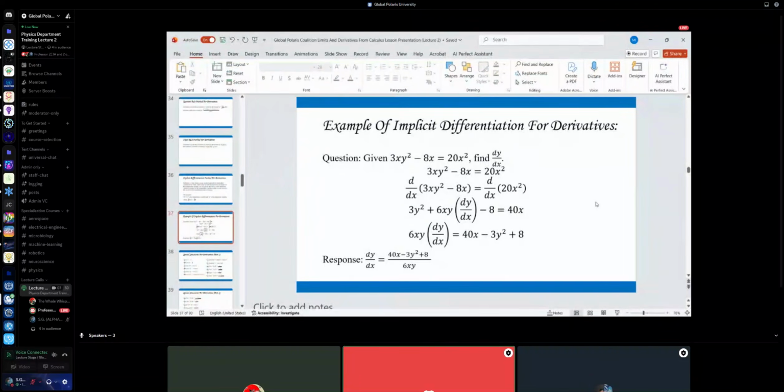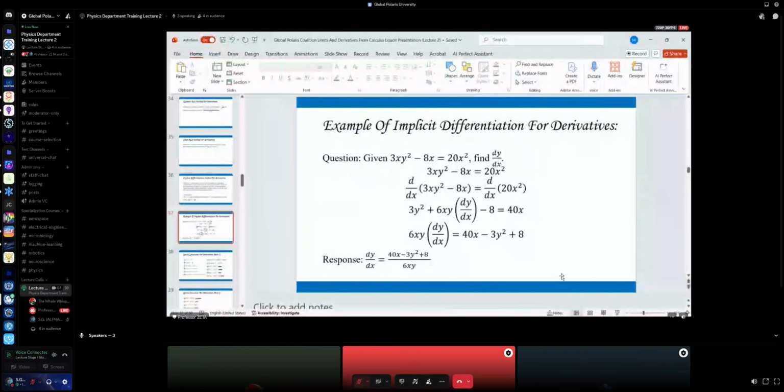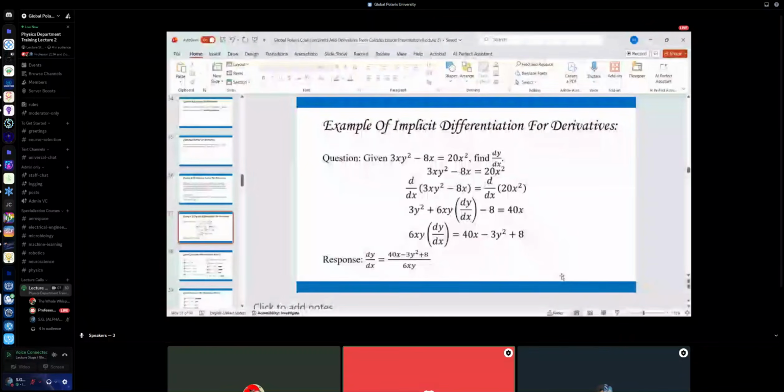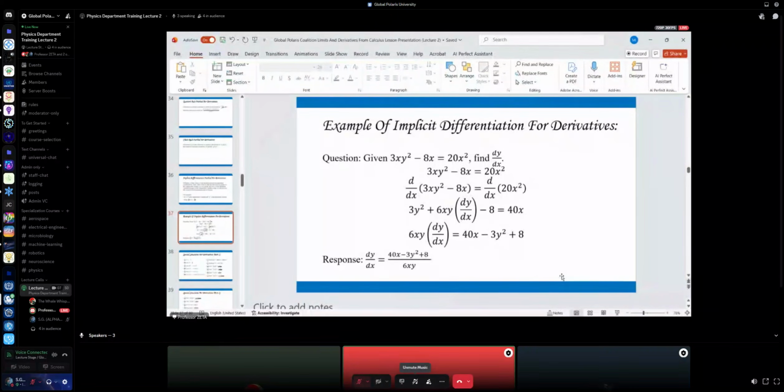Now what I'm doing right here is isolating, like in algebra, as you guys remember, find what is y. Now I'm asking you to find what's dy dx. So I'm isolating one side, and then I'll divide by 6xy to get purely dy dx. As they say, purely what is y when we ask algebra questions. Now I'm asking what is dy dx in this situation? After isolating first and then dividing, we get dy dx is 40x minus 3y squared plus 8 over 6xy.